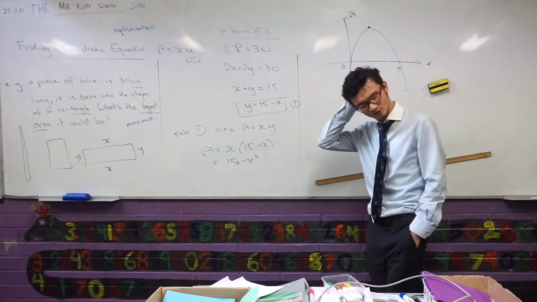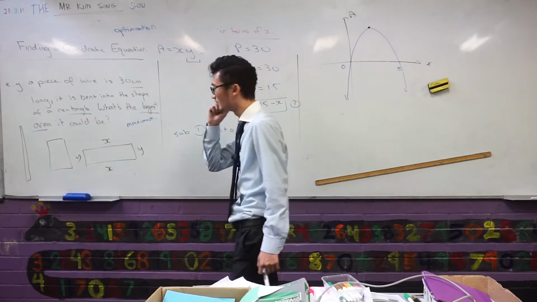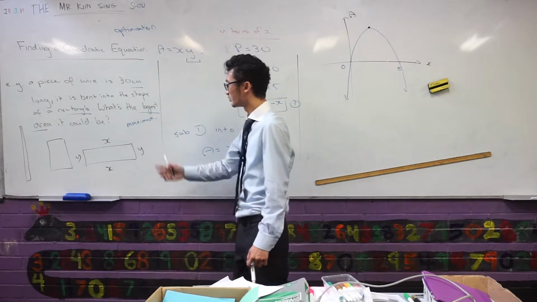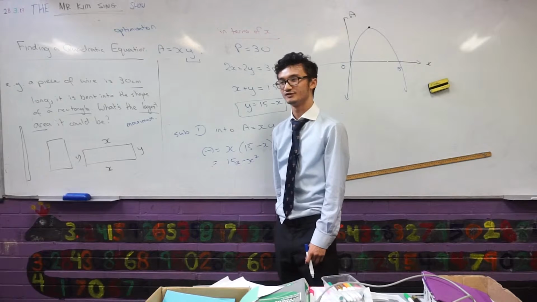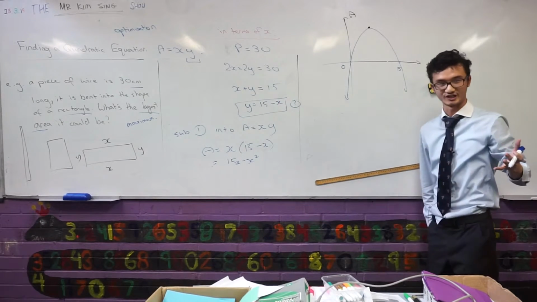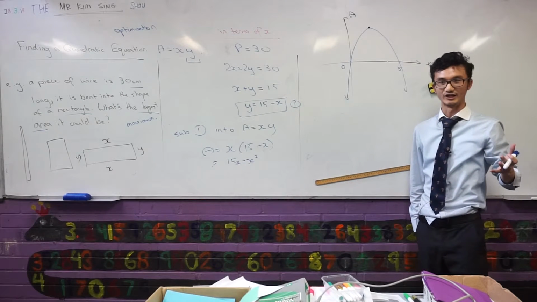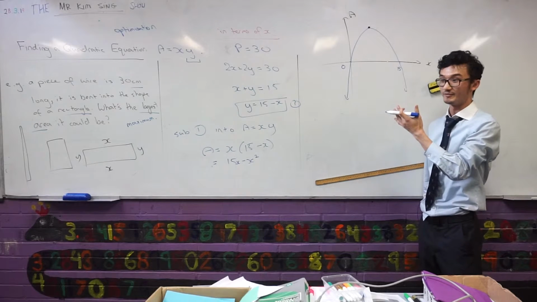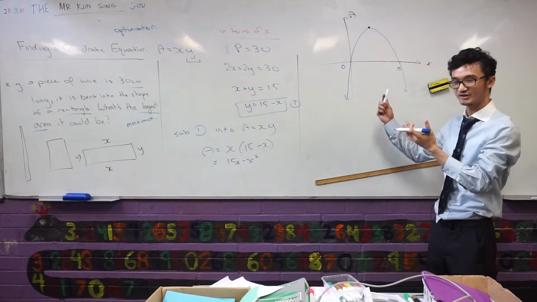So then we go back to the original question, right? We say, okay, well, my original question was, what's the largest area it could be? And I think you're starting to see now, right? The parabola is a powerful representation of this. Because if I want the largest area that can be, what point do I have to look at on my parabola? The maximum, right? How do I find the maximum of the parabola? You know how to do that now.